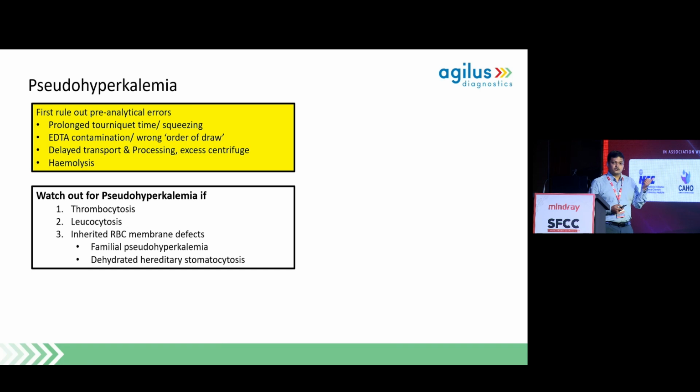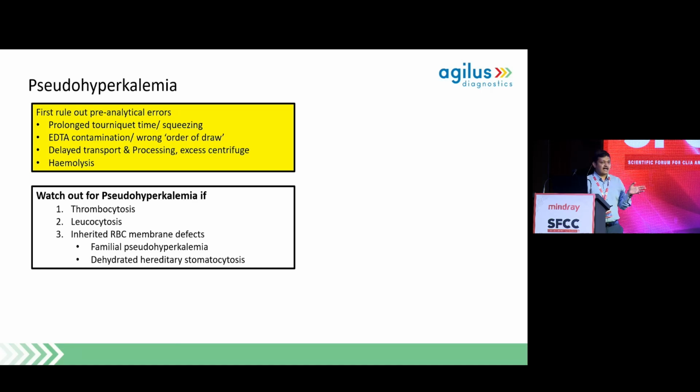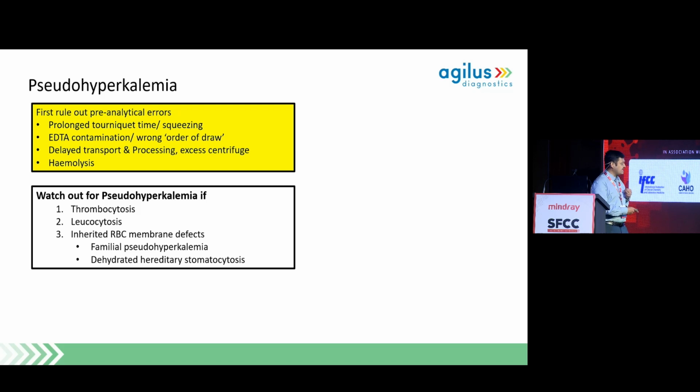So when to look for pseudo-hyperkalemia? Most common causes are thrombocytosis and leukocytosis. In thrombocytosis, about 20 lakhs of platelets, you can see this. And in leukocytosis, above 50,000, you will be seeing this. And there are two rare genetic disorders. One is familial pseudo-hyperkalemia, as the name suggests. And the other one is dehydrated hereditary stomatocytosis, where the leaky potassium happens from the membrane.